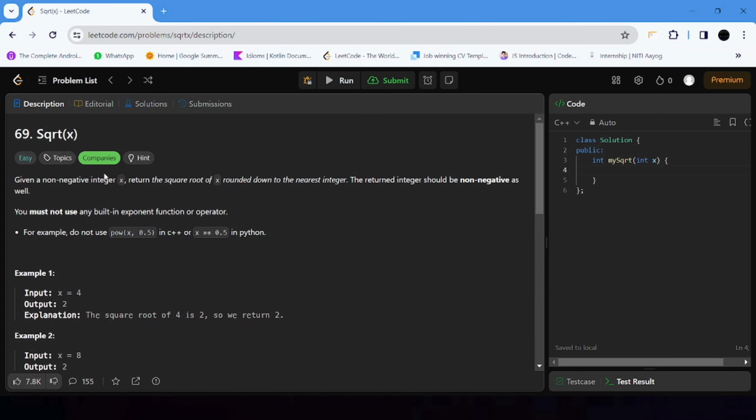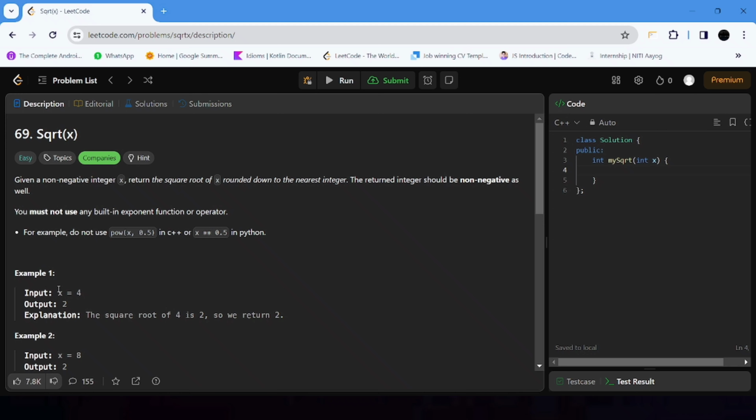Our today's question is Leetcode 69, square root of x. Here we are given a non-negative integer x and we have to return the square root of x to the nearest integer. That means we are given a value of x which cannot be negative, and we have to return the nearest value to the square root of x.